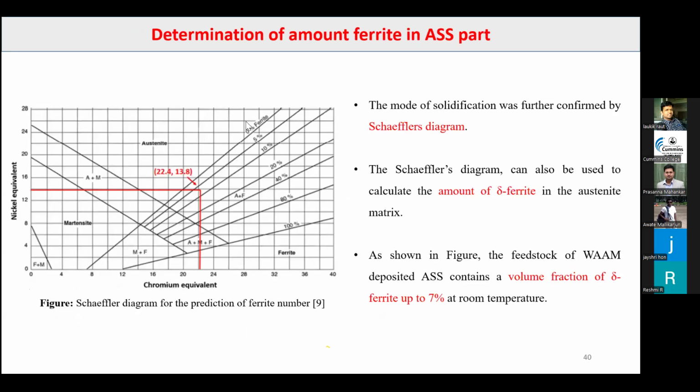Then I want to determine how much delta ferrite is present in that sample, because delta ferrite determines the properties of that material. So again, we have the chromium equivalent and nickel equivalent. From their intersection we can understand that the delta ferrite is in the range of 5% to 10% volume percentage. Here this is the intersection. So we can say that the delta ferrite is from 5% to 10%. This can be predicted with the help of the Schaeffler diagram.